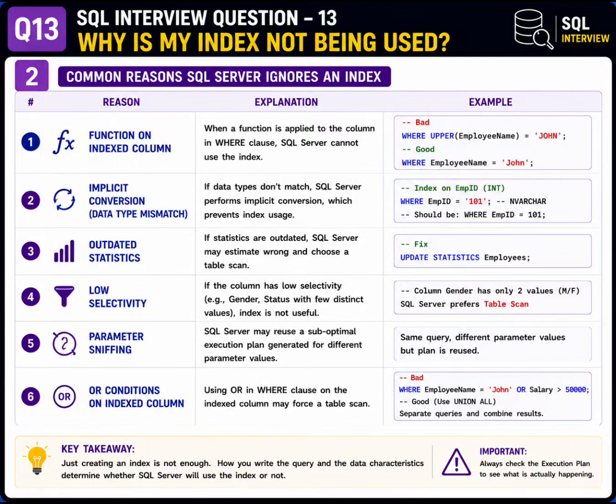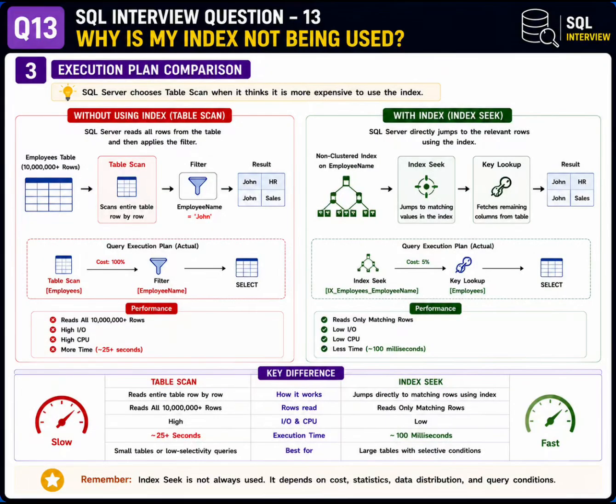Now let's compare both execution plans. Table scan: without using the index, SQL Server reads the entire table. It checks every row one by one, then applies the filter. This results in high CPU usage, high disk input/output, and longer execution time. For a table with 10 million rows, this is very expensive.